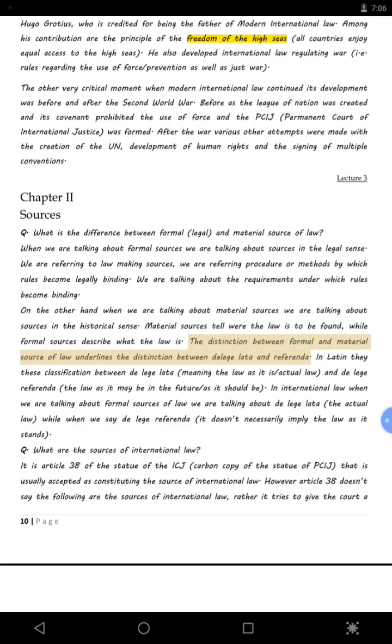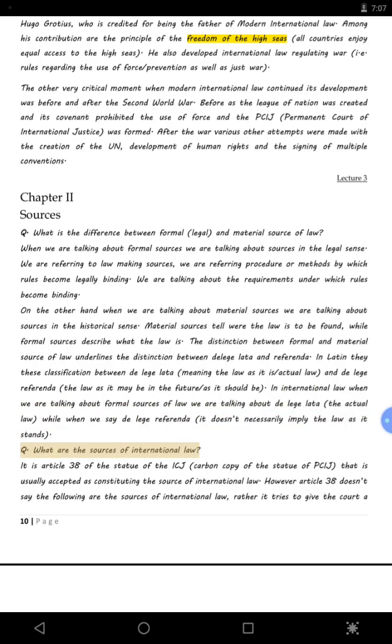The distinction between formal and material sources of law underlines the distinction between de lege lata and de lege referenda. In Latin, this is the classification between de lege lata, meaning the law as it is, actual law, and de lege referenda, the law as it may be in the future, as it should be. In international law, when we are talking about formal sources of law, we are talking about de lege lata, the actual law, while de lege referenda doesn't necessarily imply the law as it stands.